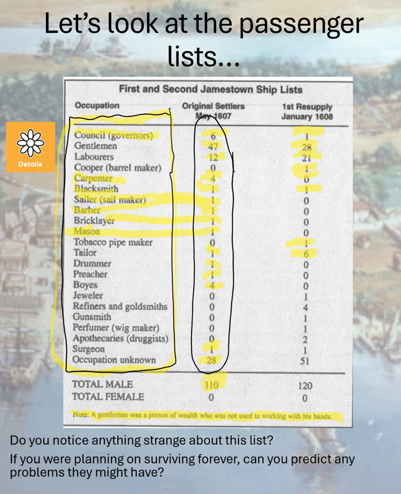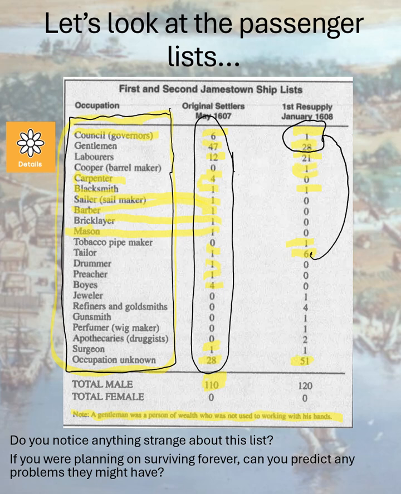I think this nice clothes thing probably goes back to these two positions, the governor and the gentleman. We had no drummers, no preachers, no boys, 1 jeweler, 1 goldsmith, 1 gunsmith, 1 wig maker. We had 2 druggists because people were getting sick and died. We had 1 surgeon, and 51 people were unknown this time.